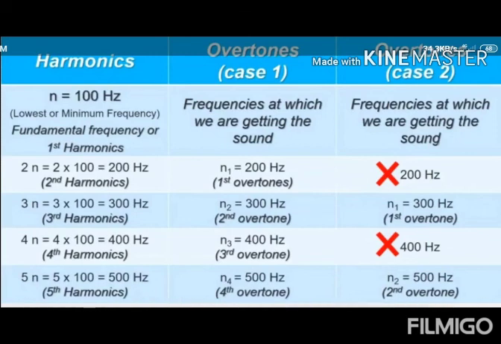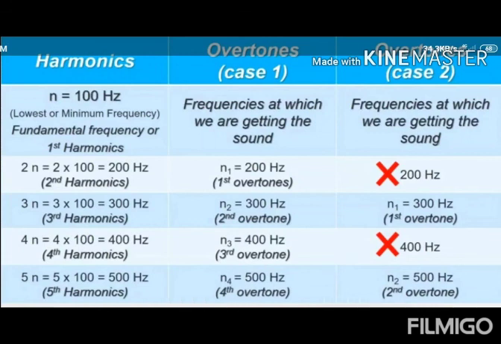Now, n2, that is the second overtone, is equal to 300 Hz. Then if we want the fourth overtone, that means 5n, which is 5 multiplied by 100, equal to 500 Hz.